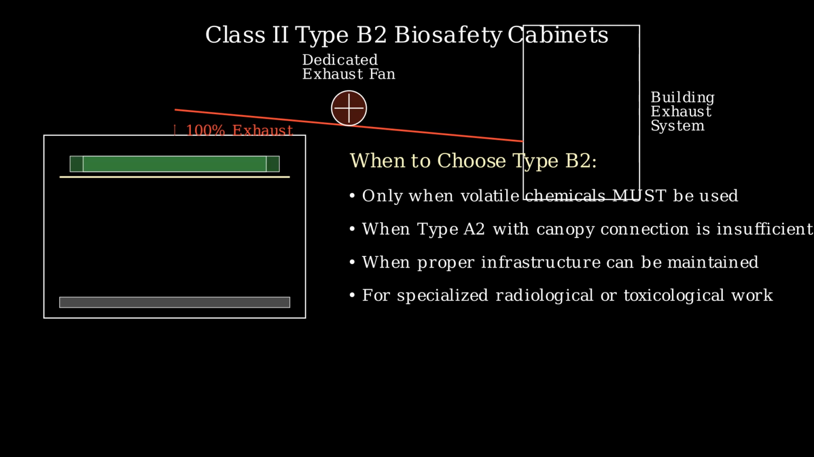For most biological work, even with small amounts of chemicals, a Class 2A2 cabinet with a canopy connection may be sufficient and more energy efficient.